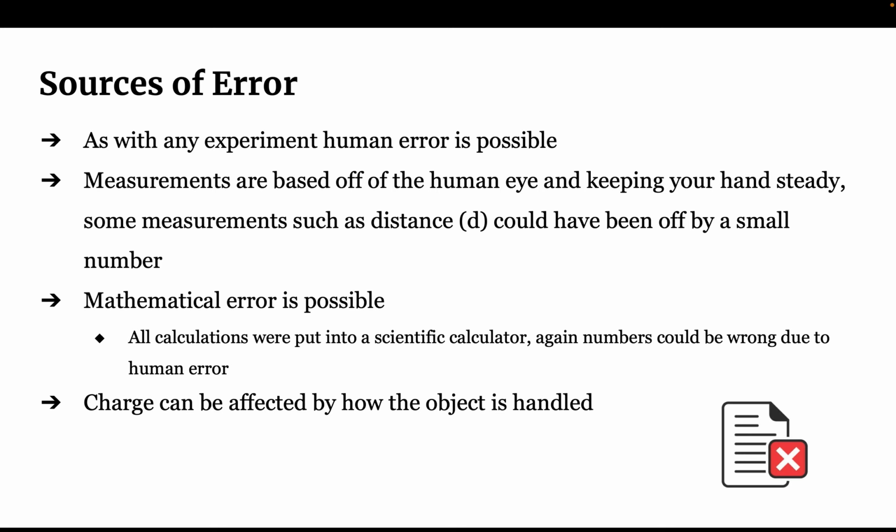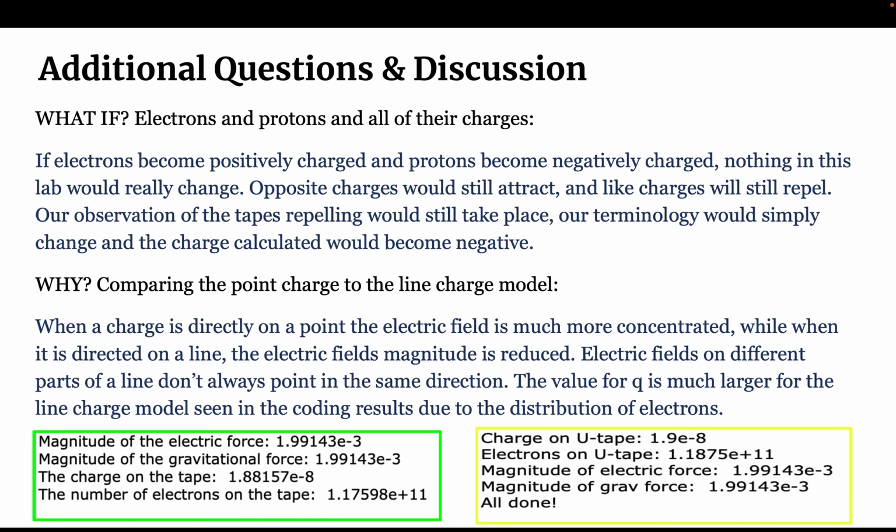Some sources of error, as with pretty much any lab: when we're measuring things with a ruler, really hands-on, human error is possible, as well as mathematical error. I put all of my numbers into a calculator, so I could have done one calculation wrong. However, with coding, the calculations are quite reasonable. And then also the charge can be affected by how the object is handled. That can change the distance. So it was very important to make sure we didn't touch the tape.